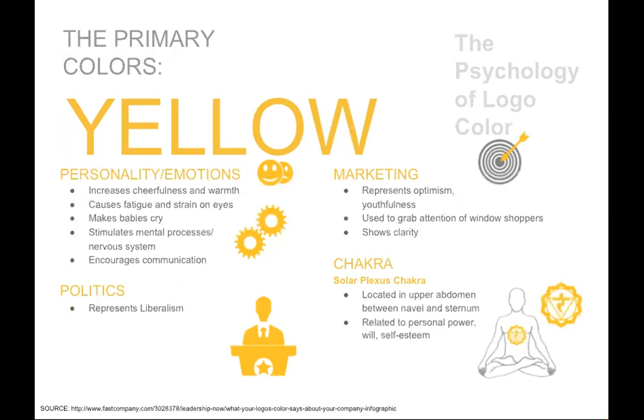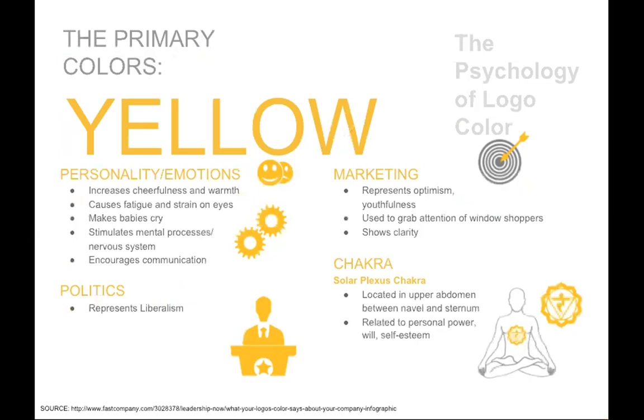Interesting. So politics represents liberalism. Marketing represents optimism, youthfulness, used to grab attention of window shoppers and shows clarity. And then in the chakra, this is represented by the solar plexus chakra, and that's located in the upper abdomen between the navel and sternum. And it's related to personal power, will, and self-esteem.